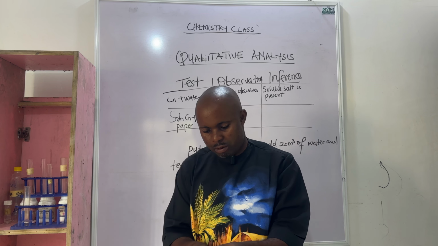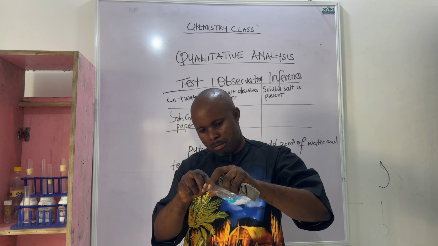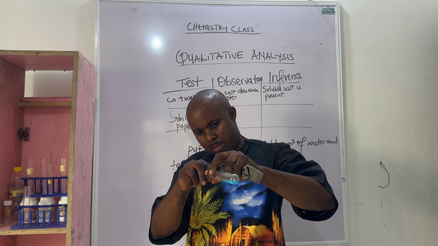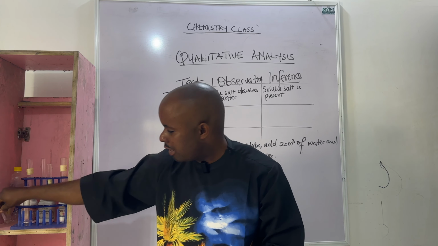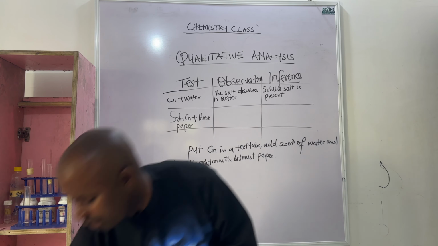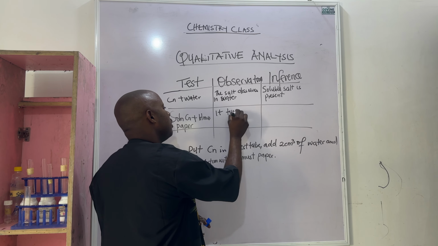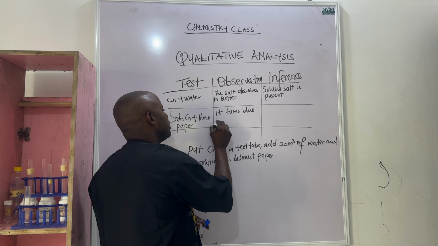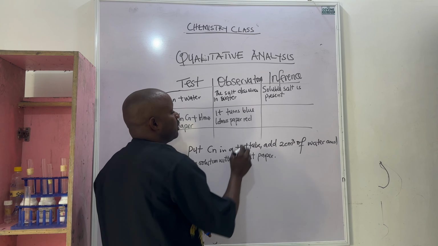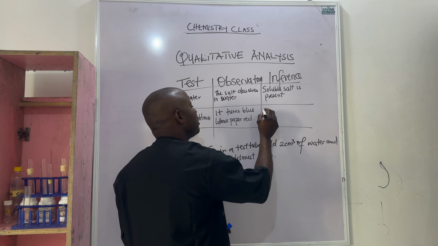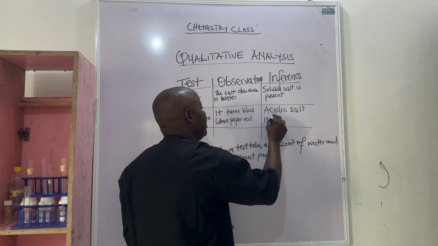So we're going to use the red litmus paper. It doesn't actually have an effect on the red litmus paper. Anything that changes blue litmus paper red is known as acidic. It's known as an acidic salt. So since anything that turns blue litmus paper red is acidic, we say acidic salt is present.